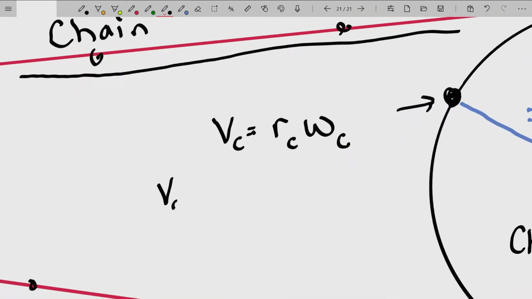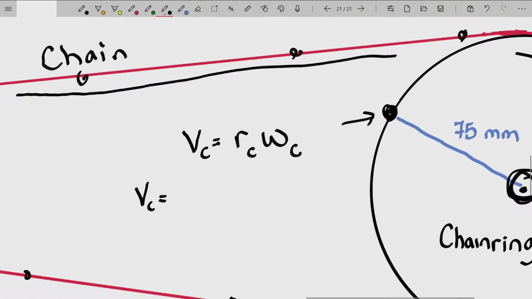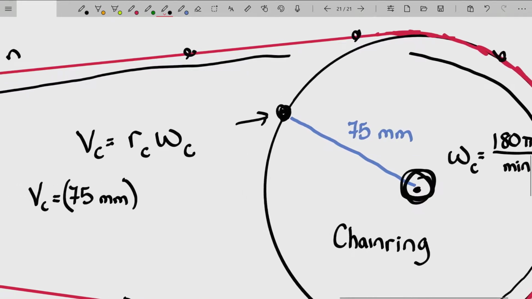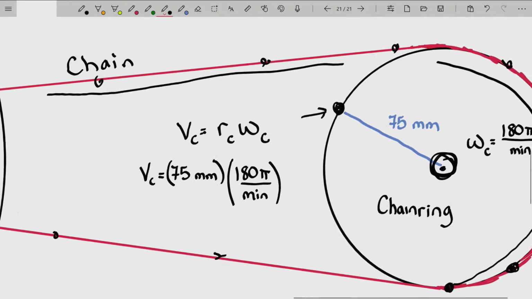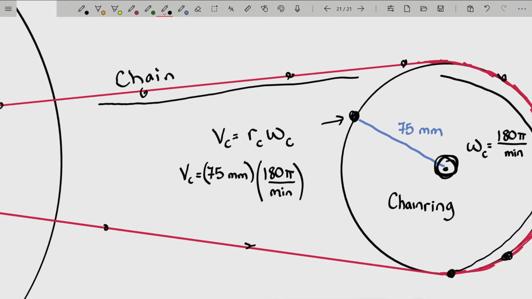So this tells us the linear velocity of the chain ring is, like I said, 75 millimeters is the radius, and the angular velocity, which I wrote off to the side, is 180 pi radians per minute, which is just 180 pi per minute. So this tells us how quickly a link is moving along this chain. Not bad, right? But that's not what we want. I'm going to keep these numbers as written.